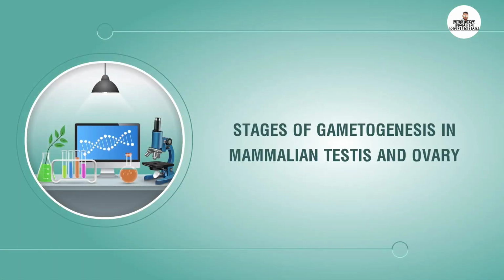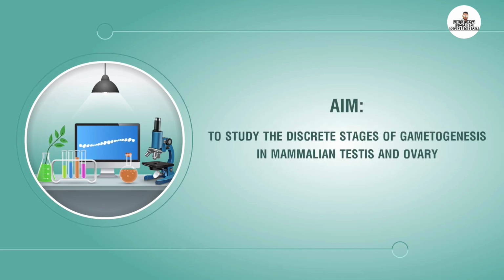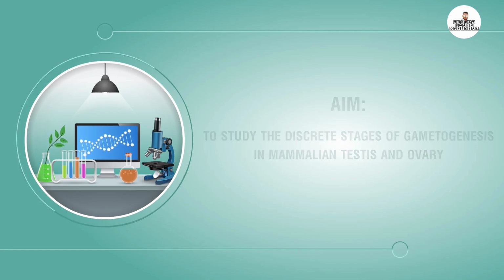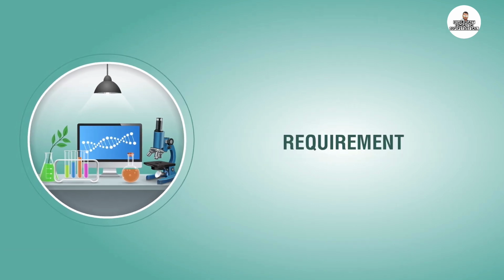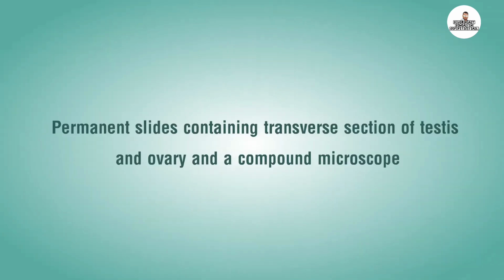Stages of gametogenesis in mammalian testis and ovary. Aim: to study the discrete stages of gametogenesis in mammalian testis and ovary. Requirement: permanent slides containing transverse section of testis and ovary and a compound microscope.